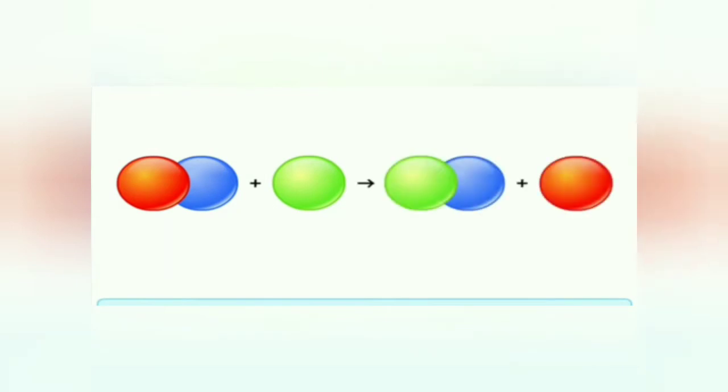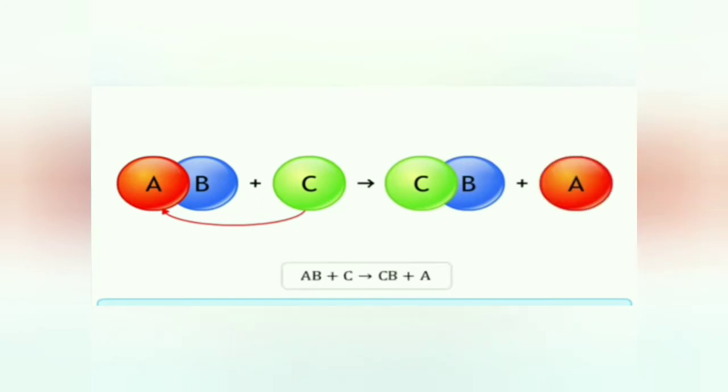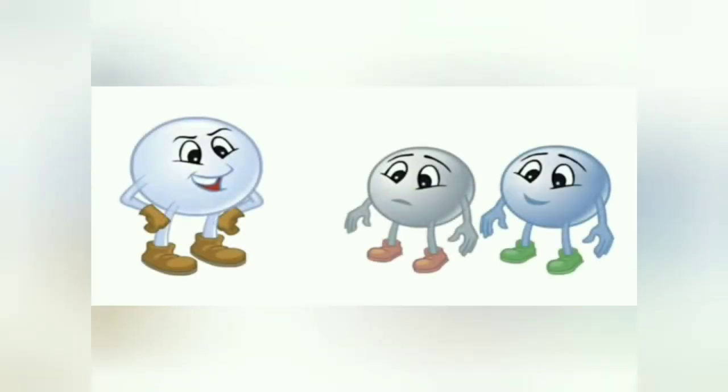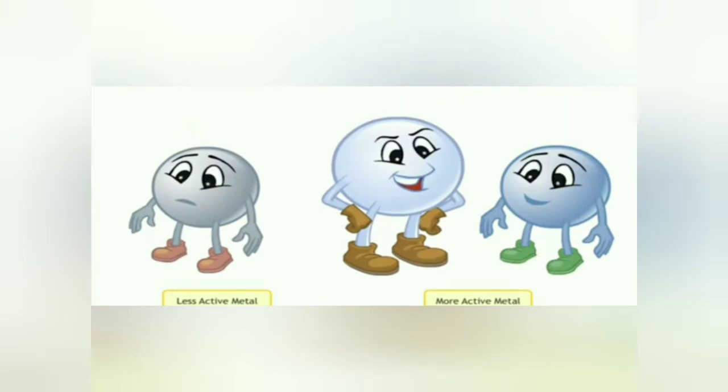In single displacement reaction, an element reacts with a compound to displace an element in that compound, resulting in the formation of a new compound. In general, the reaction is written as C displaces A in AB to form CB and A. Generally, in displacement reaction, a more reactive metal displaces a less reactive metal from its compound.